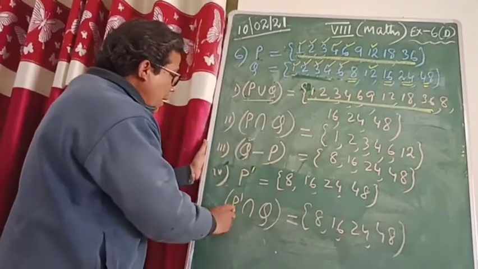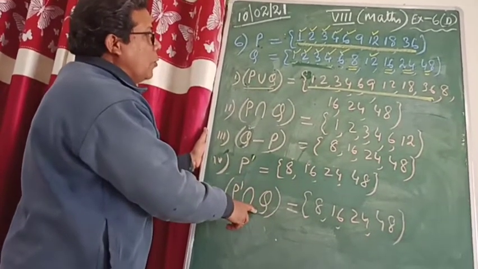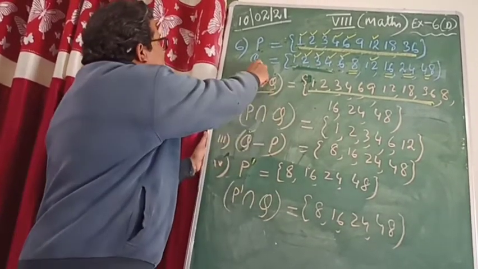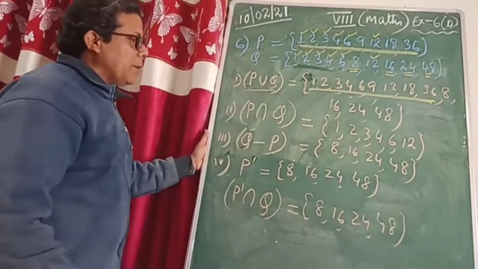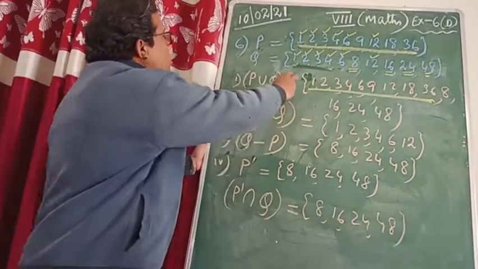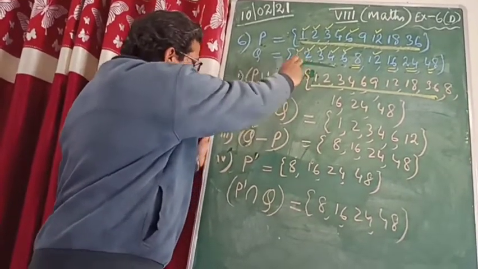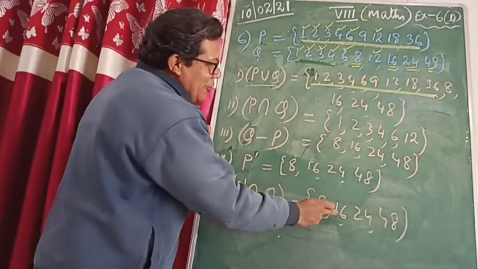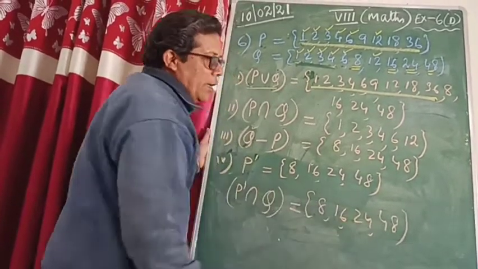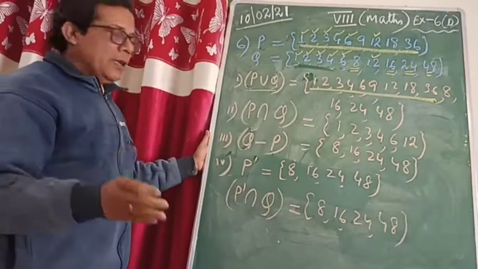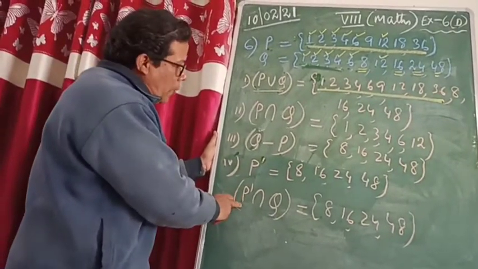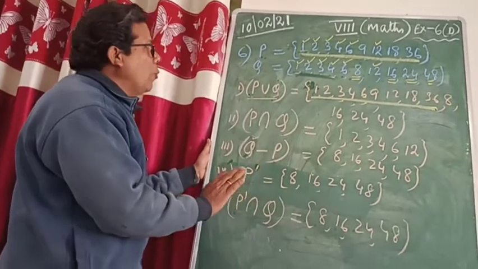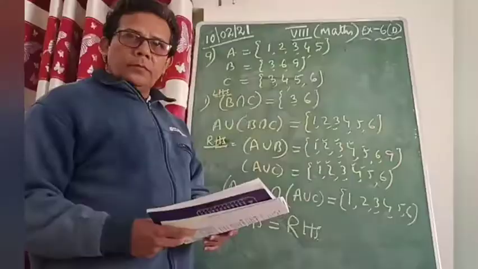Now they said P complement intersection Q. Now you have to compare the elements of P complement and the elements of Q. Intersection means what is common. So if you come to the elements of Q and the elements of P complement, you will find that 8, 16, 24 and 48 are common in both the sets. They are called the intersection of P complement and Q. Alright, I hope it is clear to you.